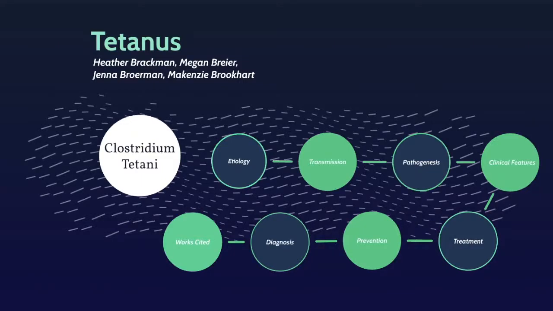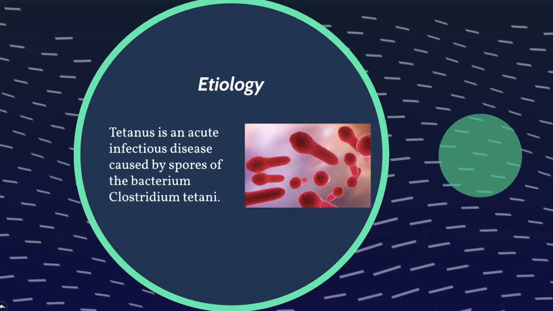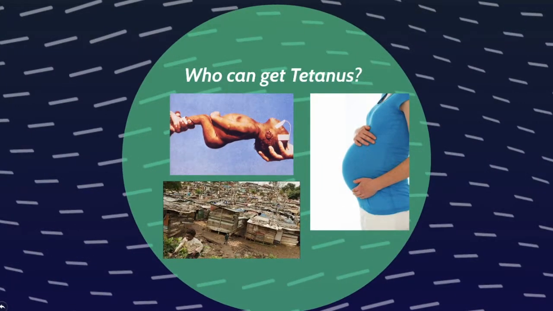Clostridium tetani, otherwise known as tetanus, is an acute infectious disease caused by spores of the bacterium Clostridium tetani. So who can get tetanus? Well, anyone can get tetanus, but the disease is particularly common in newborn babies and pregnant women who have not been sufficiently immunized with tetanus toxoid-containing vaccines.